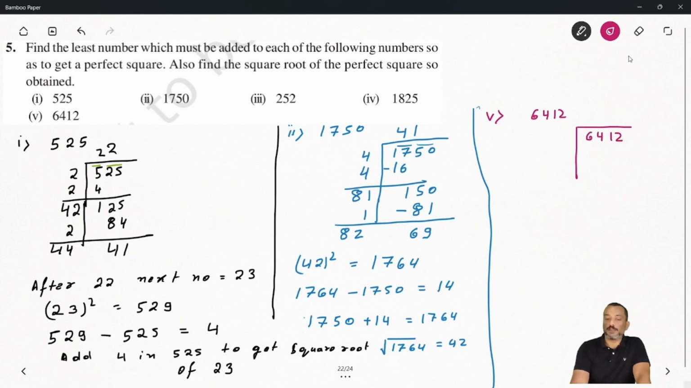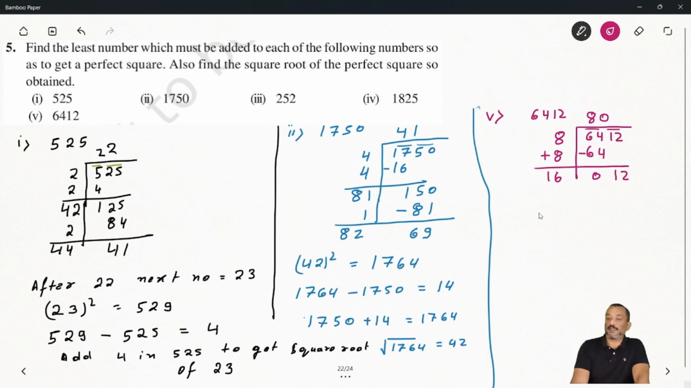6412. Now here we will write the pairs. So it is in pairs of 2. So before 64, any number that comes is a pair. So 8 pair is coming. So 8 squared is 64. So you can go with 8. Now here add, here subtract. So you will get 16 here and here you will get 0. What you will get is 12. Now 12 is not possible to divide. So you will get 0 here.